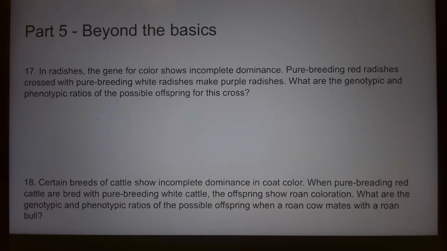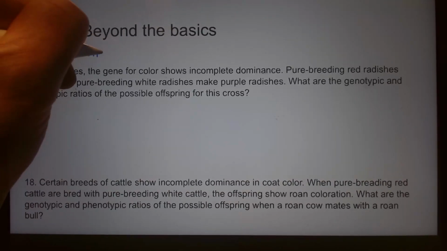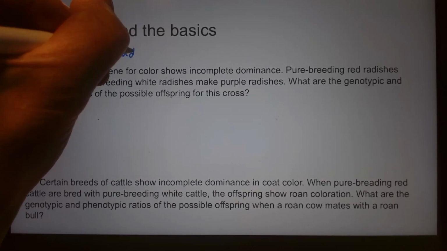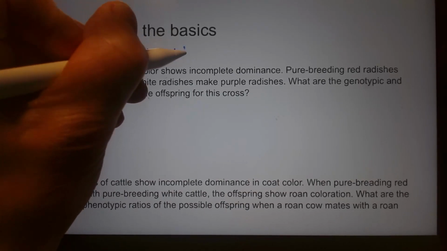16.3 Practice Guided Problems and Part 5 Beyond the Basics. Now, up till now, we checked the Mendelian inheritance, and we are going to check something that is not going to follow the Mendelian inheritance, like dominant and recessive alleles in a totally simple way. So we call it non-Mendelian inheritance.